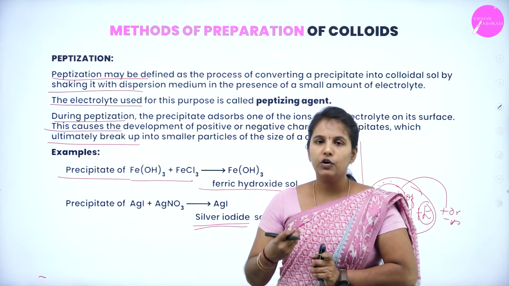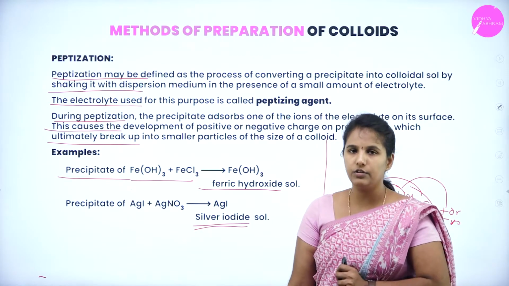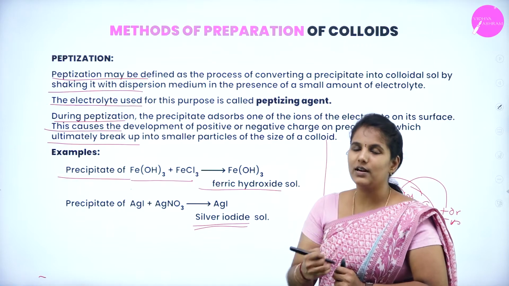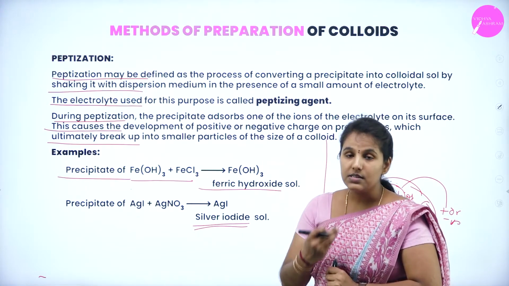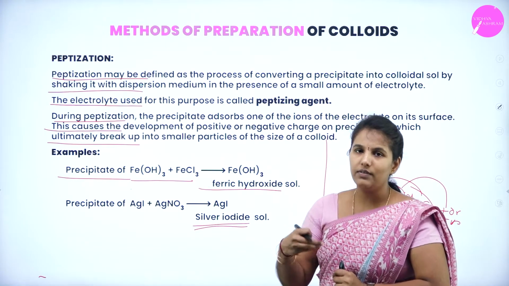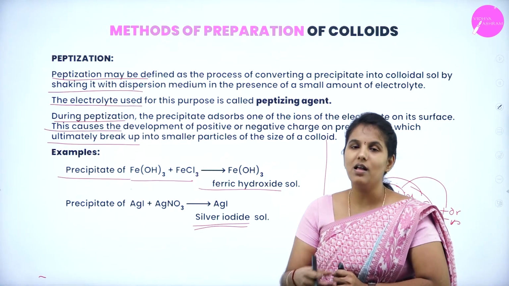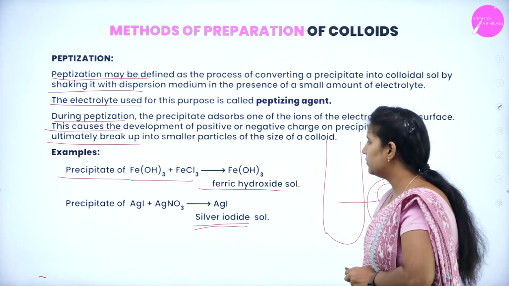An example is, for obtaining the ferric oxide or ferric hydroxide sol, you add ferric chloride as a peptizing agent, which is an electrolyte. Similarly, for obtaining the silver iodide sol, I have added the silver nitrate as an electrolyte, which is a peptizing agent. Hope you all understood this.